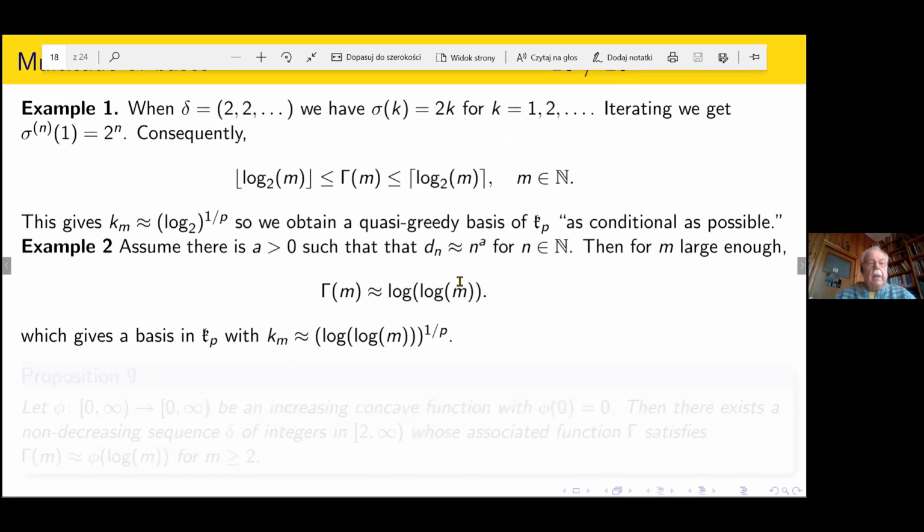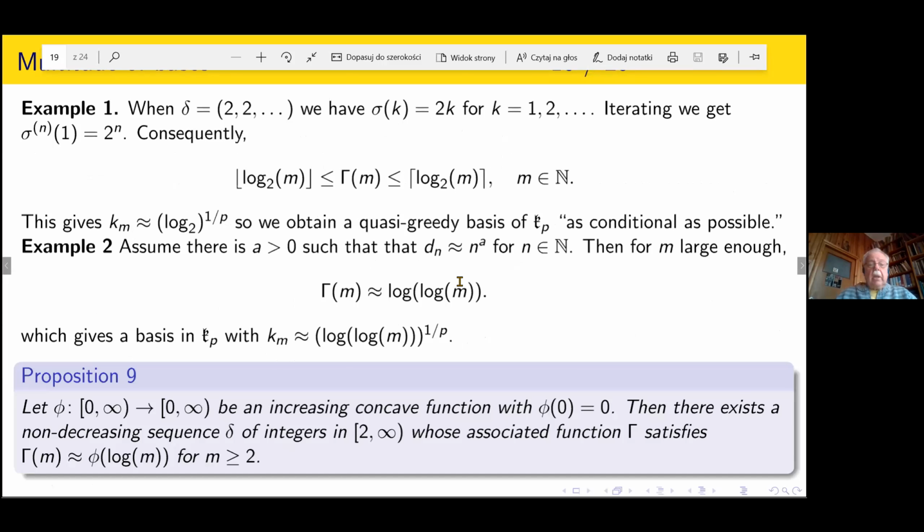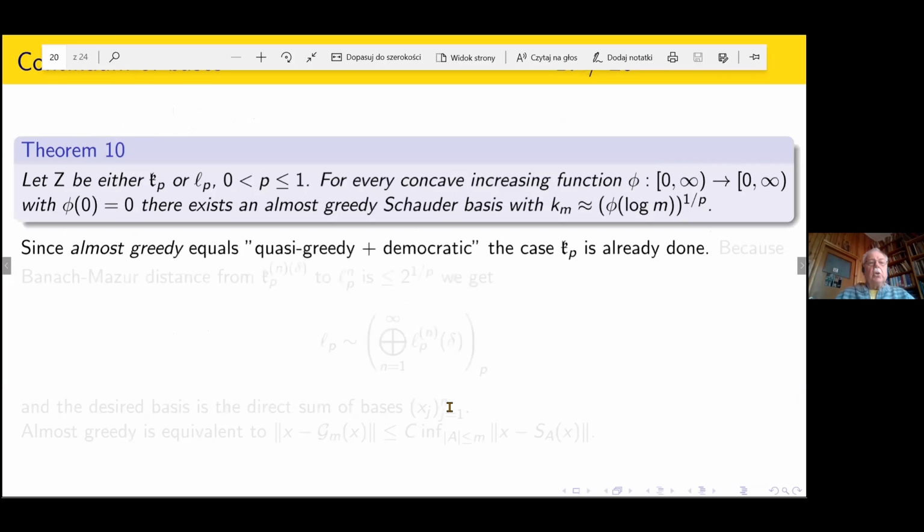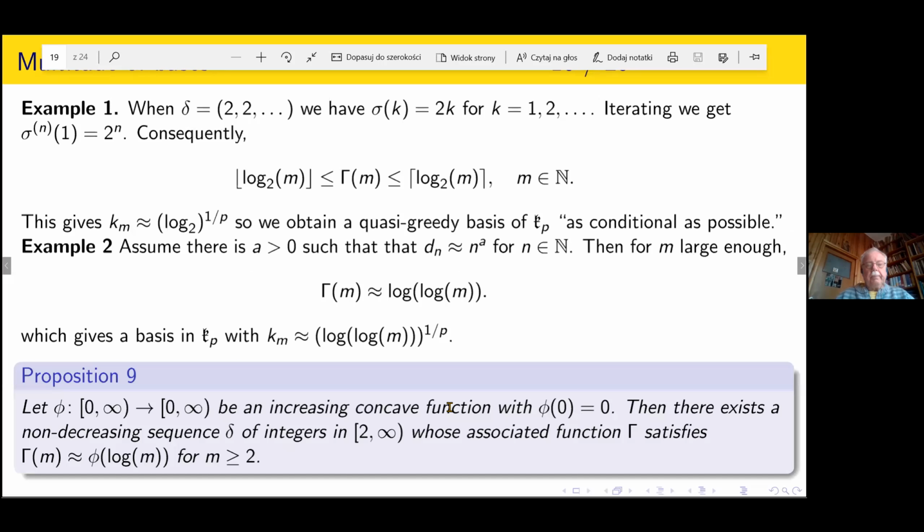Well, okay, there's a nice proposition here which says that for any increasing concave function phi with phi(0) equals 0, there exists a non-decreasing sequence delta of integers such that the associated function gamma satisfies that gamma_m is phi of log m. In other words, we can get a lot of sequences where this will produce a different growth of this gamma. Now, actually, when we tried to do it, well, I will go to it later.